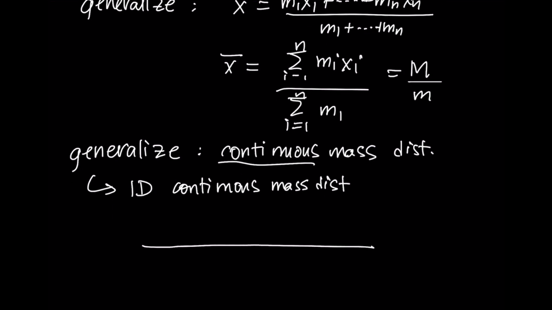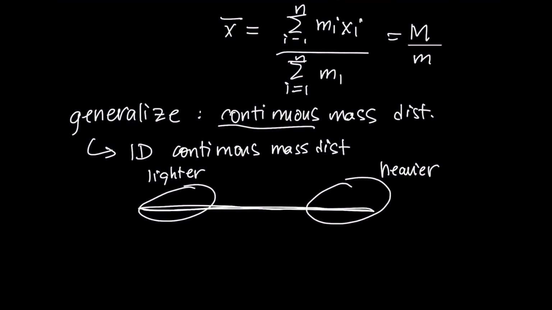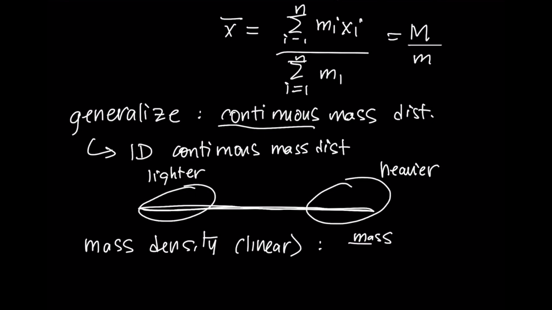We've got some sort of line, but it has varying mass. Now, it could be the case that here we might have lighter mass, and over here we have heavier mass. Now, the proper way to describe this mathematically is to talk about a mass density. In this particular case, it's going to be a linear mass density. It's going to measure mass per length at any given point.